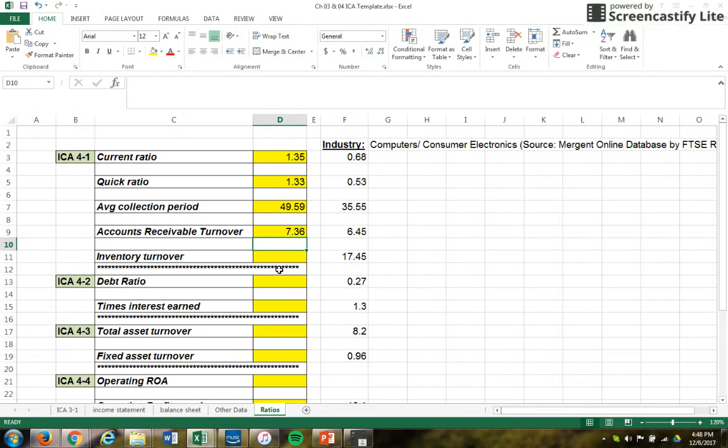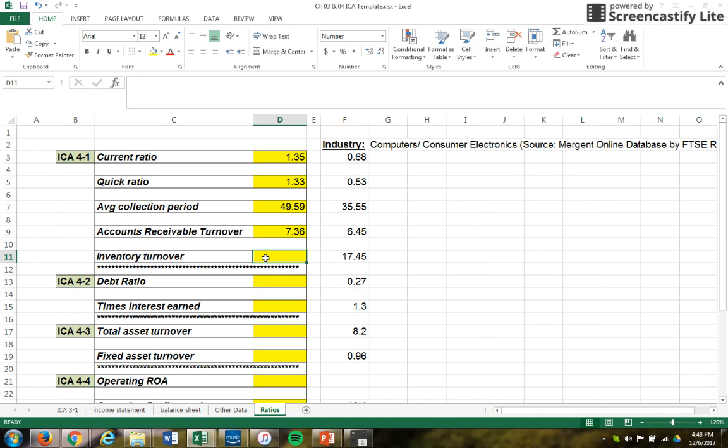For average collection period, we actually want that lower. We want to have fewer days that it takes for us to get paid. But accounts receivable turnover means that on average, about 7 times a year we're getting paid our accounts receivable, which is higher than our industry average of 6.45. So that is a good thing.